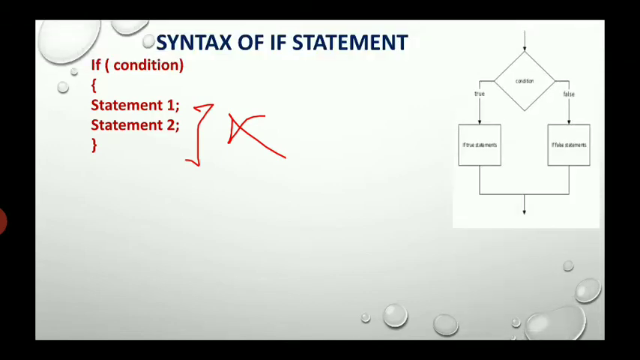But if the condition is not satisfied, then neither statement 1 nor statement 2 will be displayed. Then the program will stop. Now if you see the flow chart, you see a diamond shape box. This diamond shape box is called the decision box, and this is the place where we write the condition.